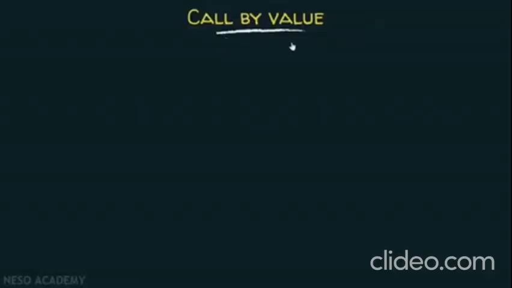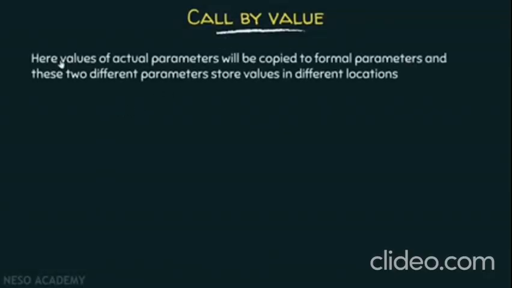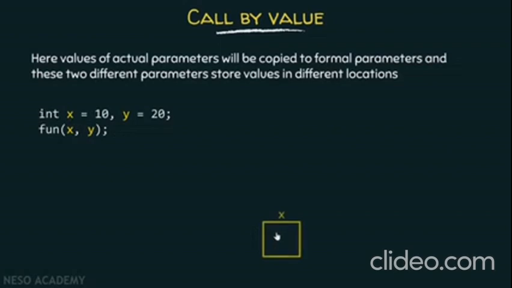We are going to discuss the topic of call by value. Here, values of actual parameters will be copied to formal parameters, and these two different parameters store values in different locations. We have these two variables x and y. Let me declare variable x and variable y. Variable x contains value 10 and variable y contains value 20.